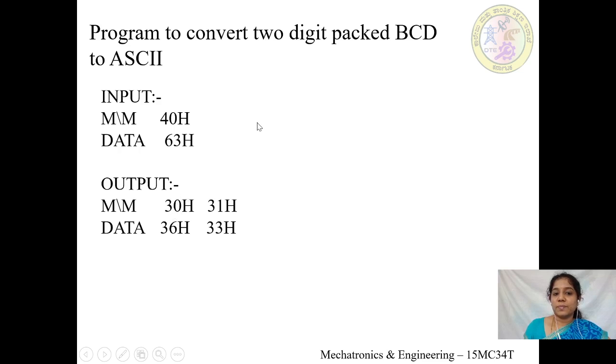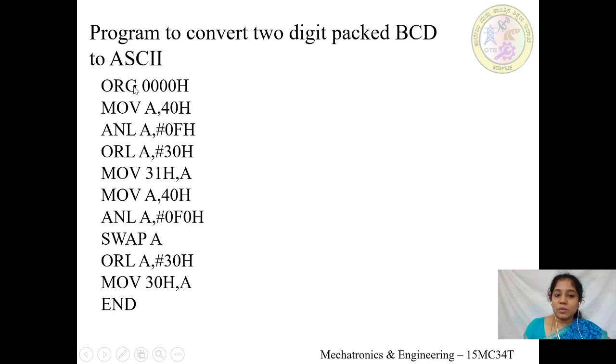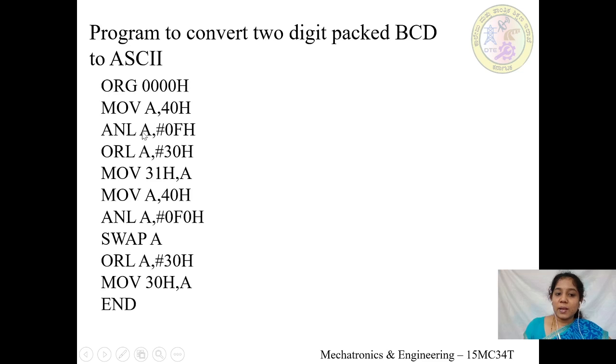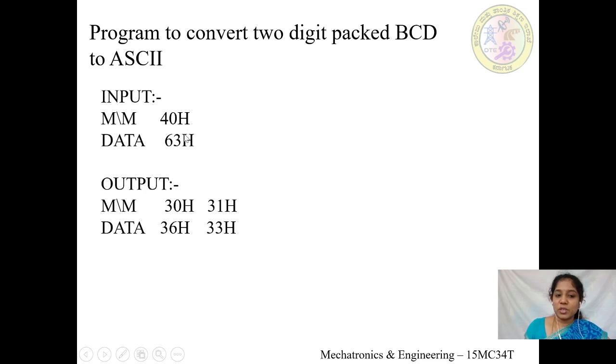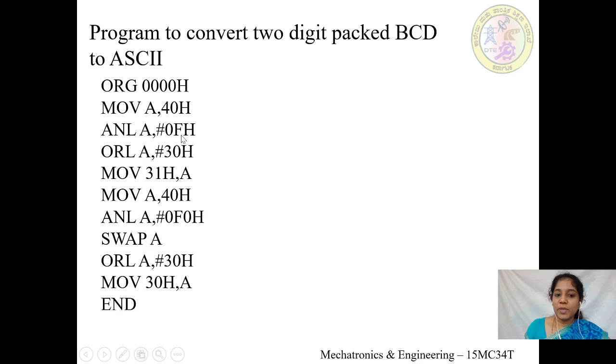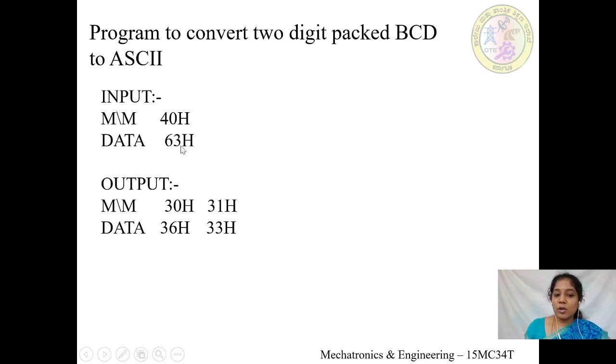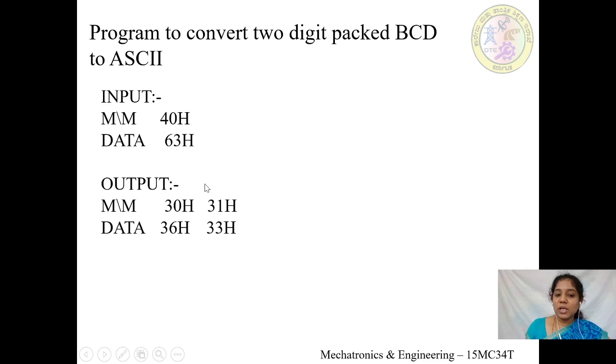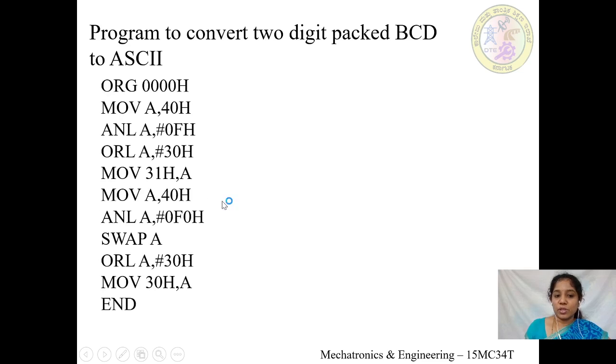See here, they have started with origin, MOV A comma 40. The contents of A will be replaced with the data pointed to by the 40H memory location, that's 63, and then we are going to perform a masking operation. Out of 63 I require only 3, so I have masked with 0F. Then this is 3, I don't want 3, it should be 33. So what I should do, OR the contents of the accumulator with 30 and store that result where I want, at the 31 memory location.